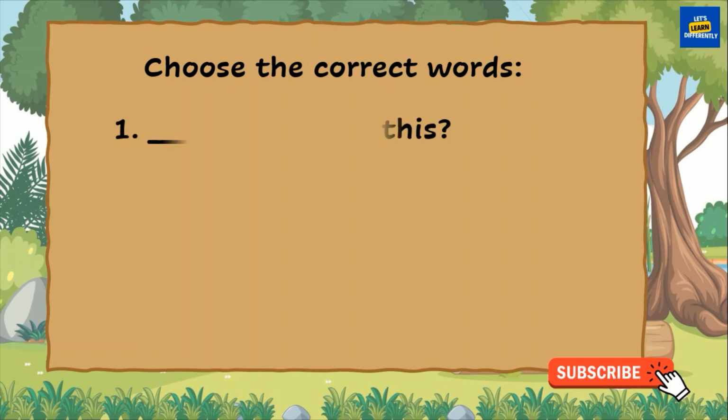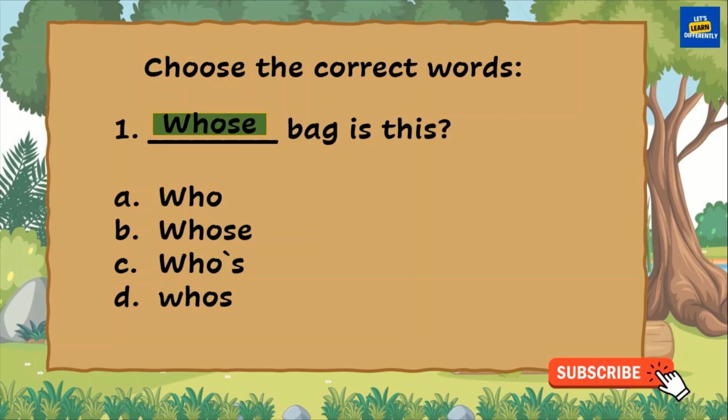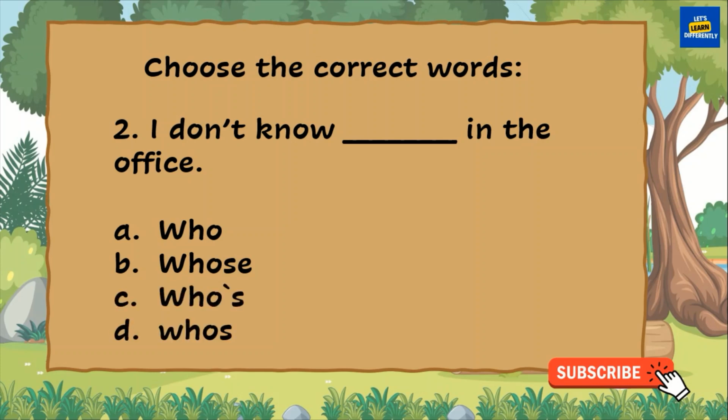Choose the correct word. Number 1. Dash bag is this. Now the options are who, who's, whose. Choose the correct word. Whose bag is this? Number 2. I don't know dash in the office. A. Who, B. Who's, C. Whose, D. Whose. Then the correct answer is who's. I don't know who's in the office.